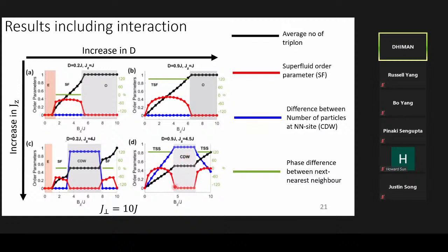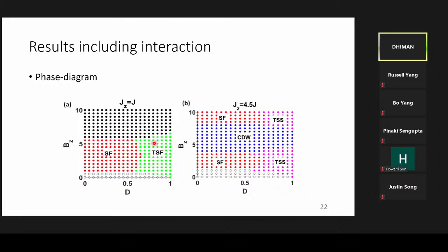From this we get this behavior. And here is the phase diagram combining the whole picture. So at low interaction, we get superfluid for smaller DMI, and for low interaction at higher DMI, we get a twisted superfluid.